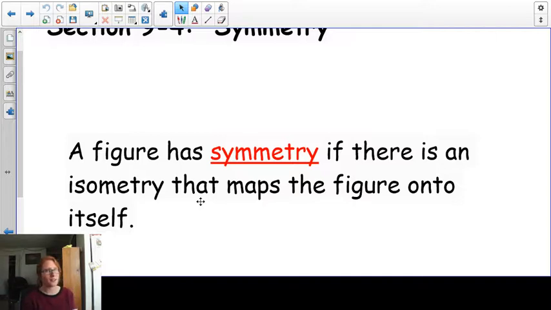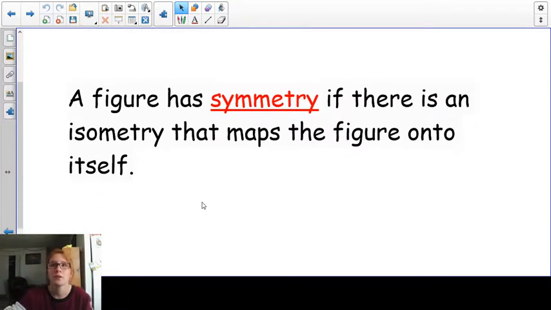Same thing when you spin in a circle. You spin 180 degrees. I am still myself, just backwards. So again, a figure has symmetry if there's an isometry that maps the figure onto itself. So again, isometry is something that stays the same.